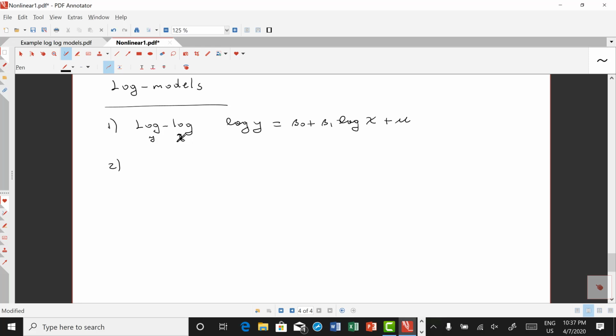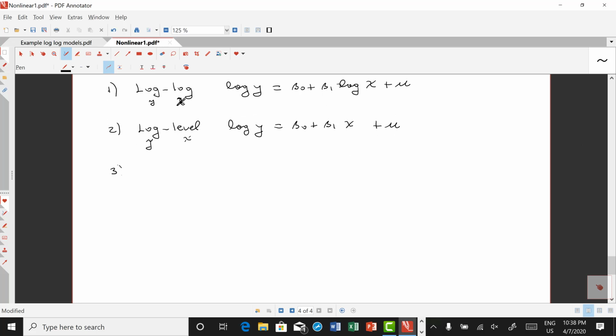The second type of model that we'll be talking about is what are called log-level models. It's called log-level because we have as dependent variable the log of y, but as explanatory variable we have the original variable, which is called the level. So we have the log of y and level for x. The third model is the level-log model. In this model, we just have y, the original variable, without being transformed, and the log of x. So it's called level-log because we have the level of y and the log of x.